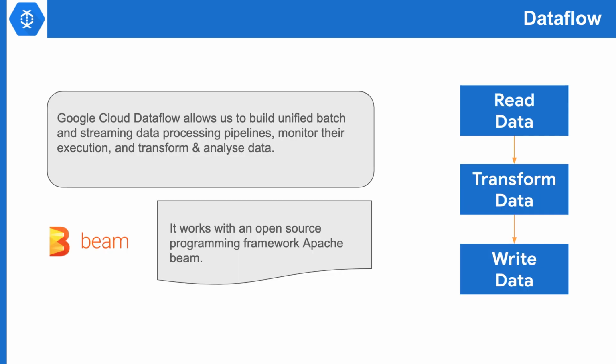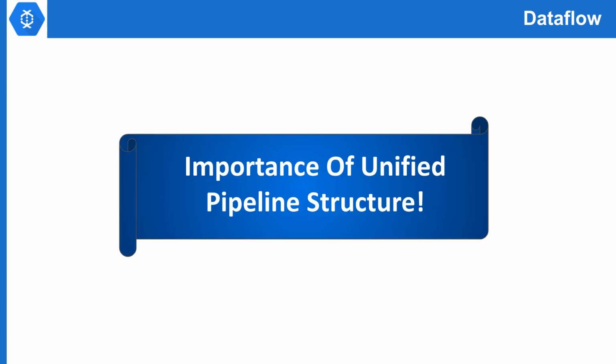Let's start. What is Google Cloud Dataflow? Google Dataflow allows us to build unified batch and streaming data processing pipelines, monitor their execution, and transform and analyze data. It works with an open source programming framework, Apache Beam. So here we are talking about two different terminologies: unified processing pipelines, and second, Apache Beam. Let's first talk about the importance of unified pipeline structure.